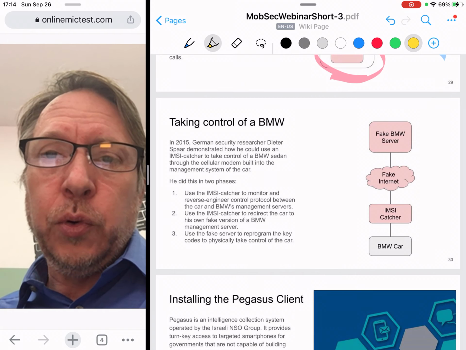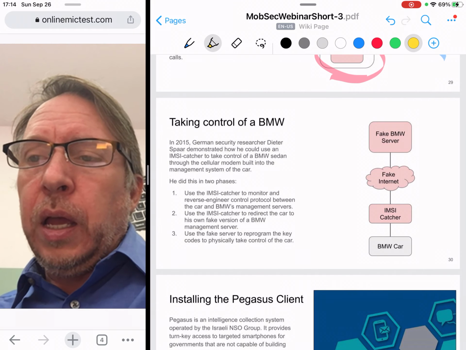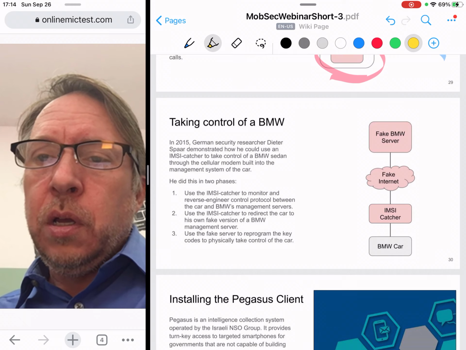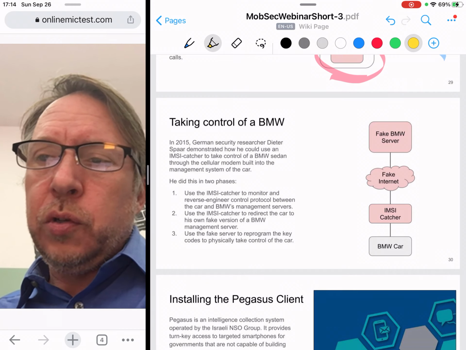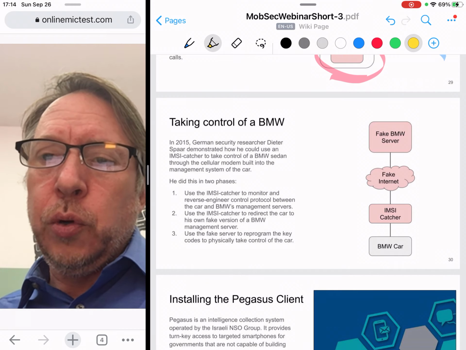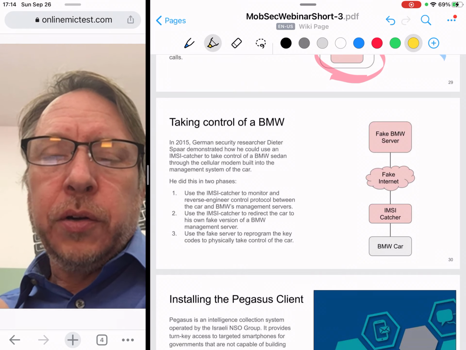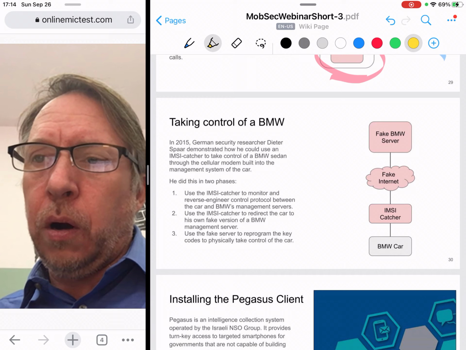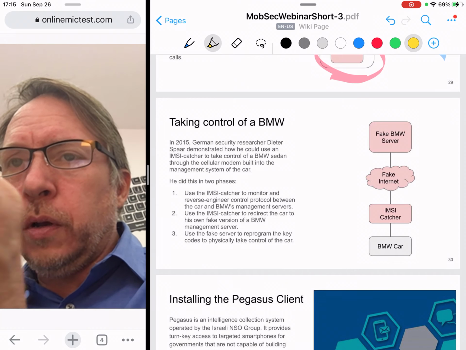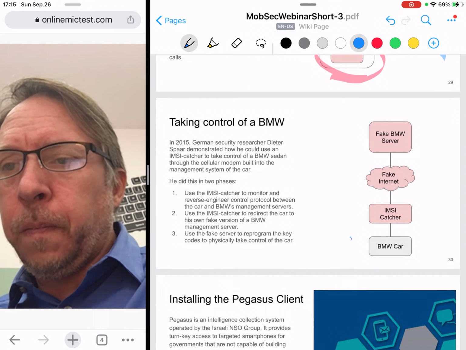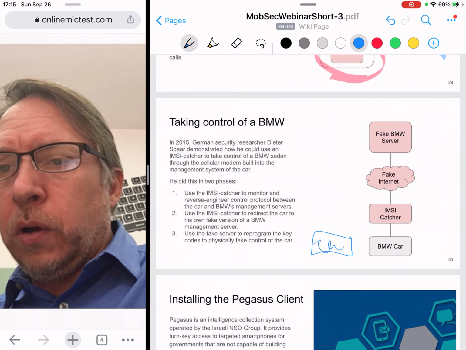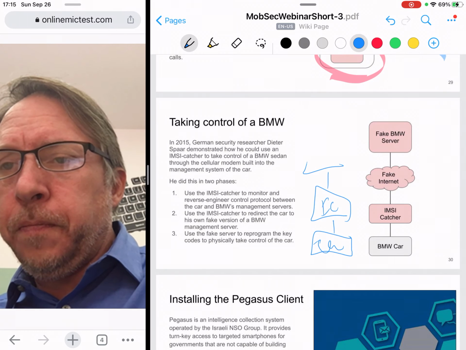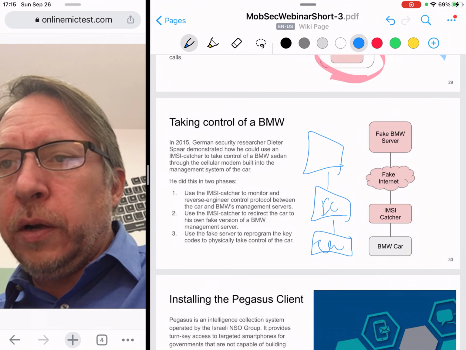First, he used an IMSI catcher to monitor the protocol. So he set an IMSI catcher between the car. Sorry, I'm trying to draw another little case over here where we have the car, we have the IMSI catcher, and we have the real internet and the real BMW service server.